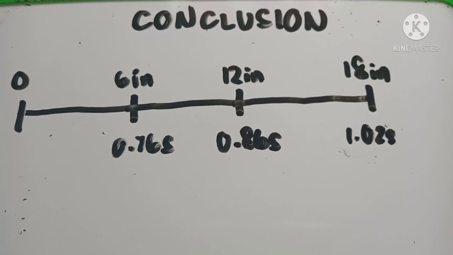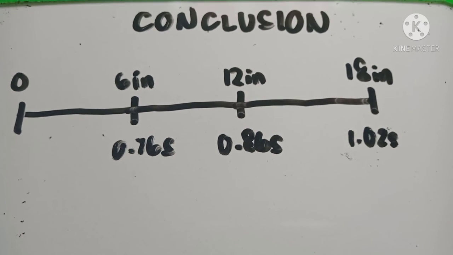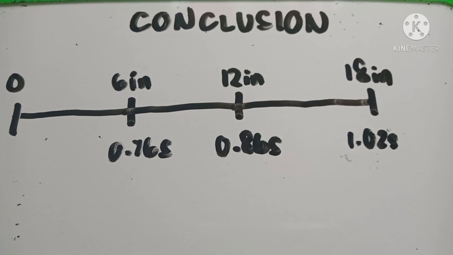For the conclusion, we observed that the longer the length of the strip, the more time it takes for the toy car. As the time increases, the velocity also increases.